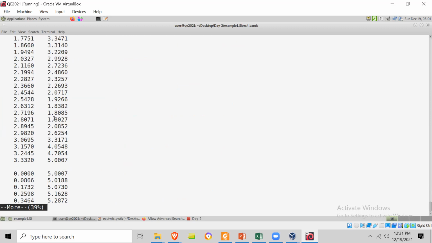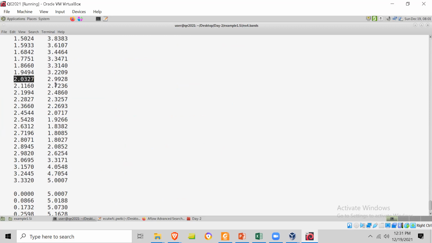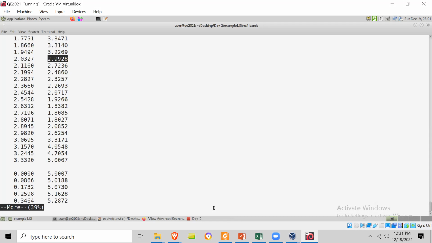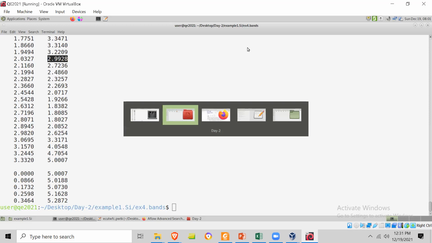So you have to select a specific location from here, get the value here, and then compare that with the other one, and then you can get the gap. Hopefully that is clear. Vasanthi, is that clear? Okay, good.